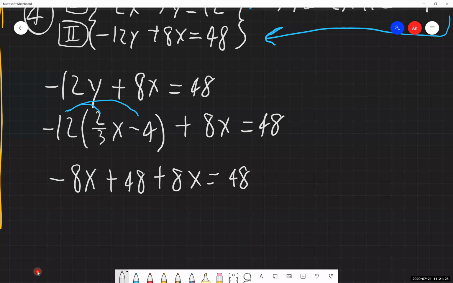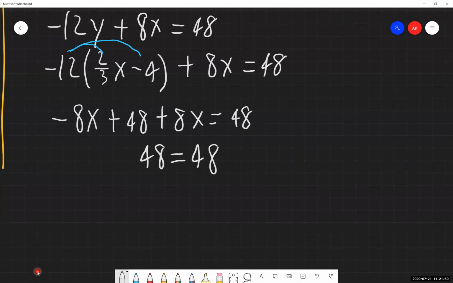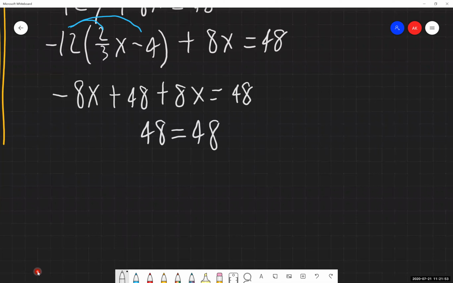Continue to simplify the left-hand side down. I have negative 8x plus 8x. Those cancel out, and I get 48 is equal to 48. Now, this is an instance where I have a number equals itself, and this is an instance where we are going to have infinite solutions. So we write out for our final answer, infinity. There we go.